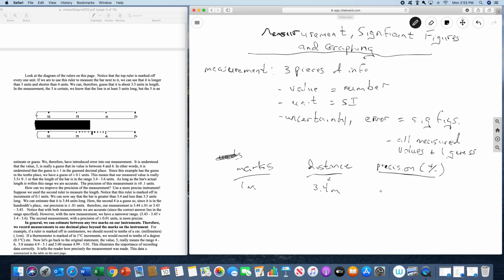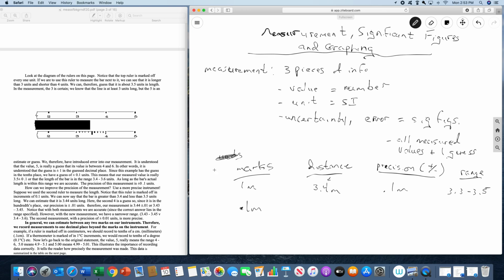And the precision here is what my guess is. It's plus or minus 0.1 meters. So what this really means is that this is between 3.3 and 3.5 meters. Now, if you look at the ruler on the bottom here, you see between the 3 and the 4, there's a mark every 10th. And so we're going to say the marks are now every 0.1 meters. And so now we can say, well, this is 3.4, and it's further than that.